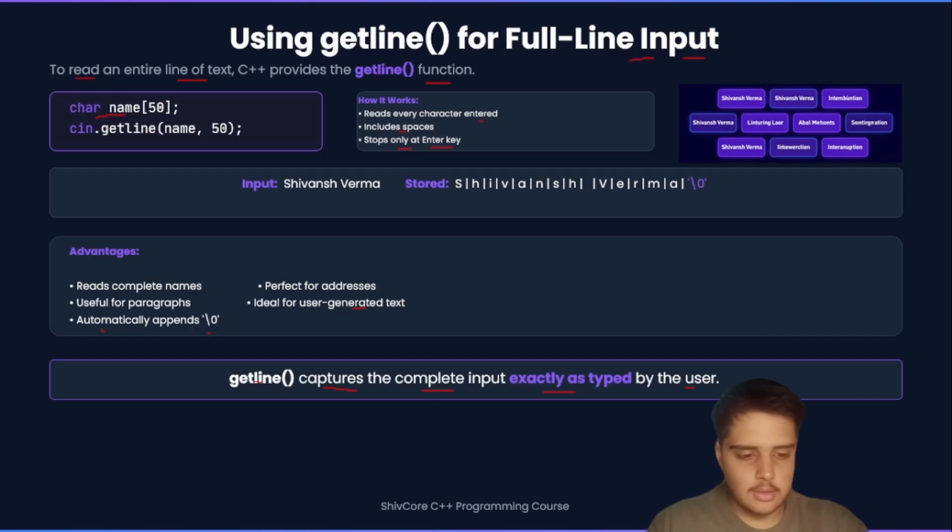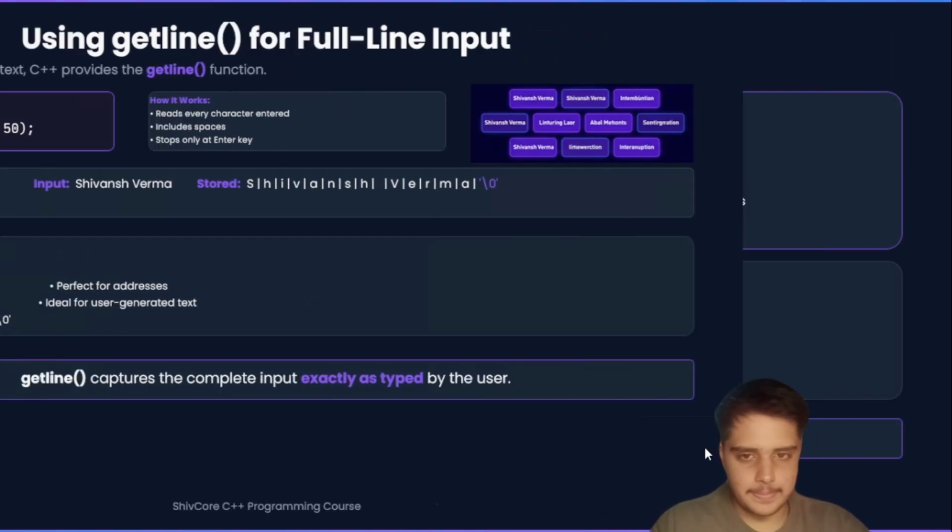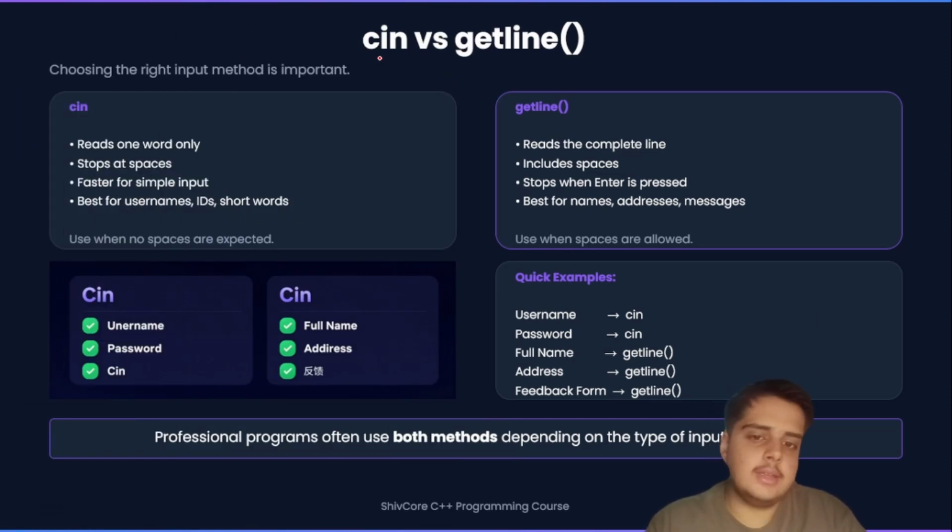Coming back to our presentation. Next, as I explained to you, cin versus getline. Choosing the right input method is important. So cin is used when we read one word only, as it stops at spaces. It is faster for simple input and best for usernames, IDs, short words. So use it when no spaces are expected. Whereas getline reads the complete line, includes spaces, and stops when enter is pressed. It is best for names, addresses and messages. So use it when spaces are allowed.